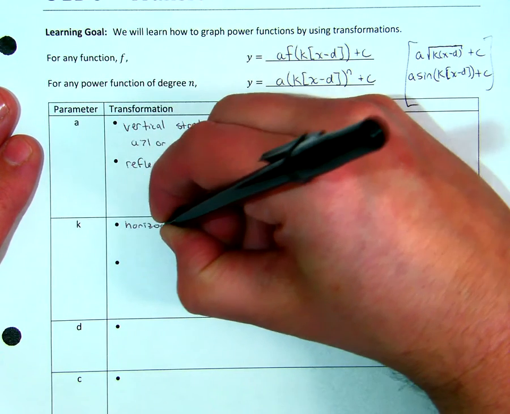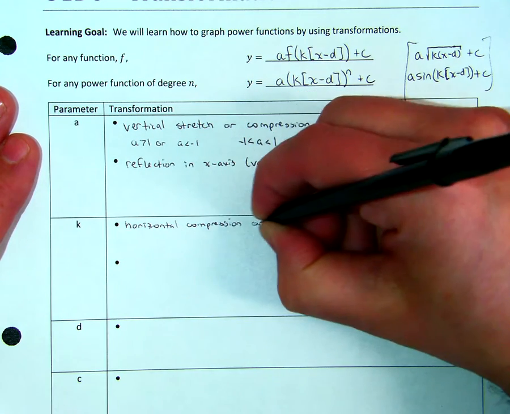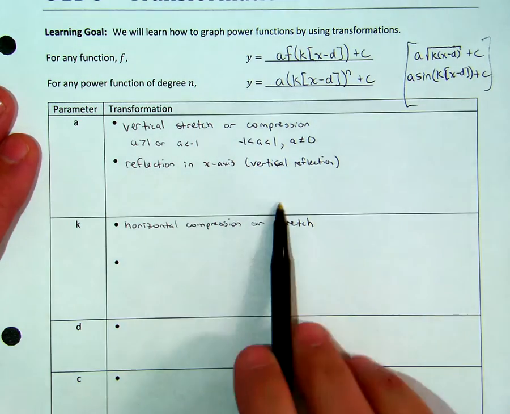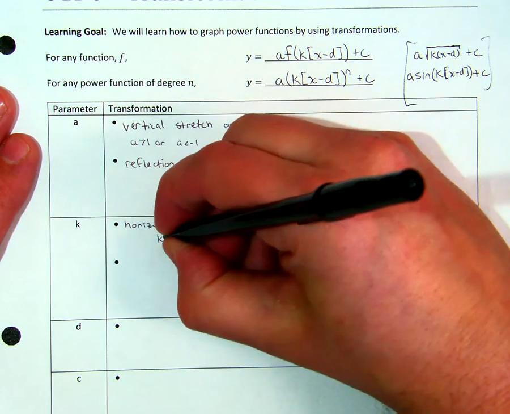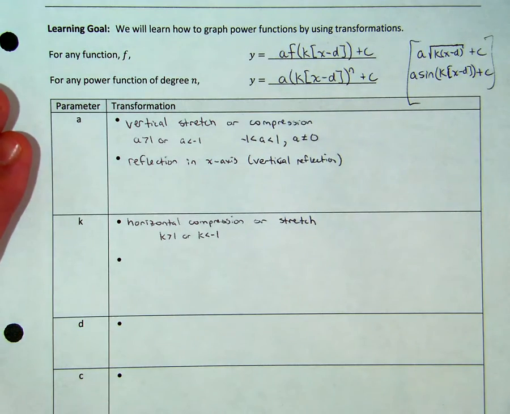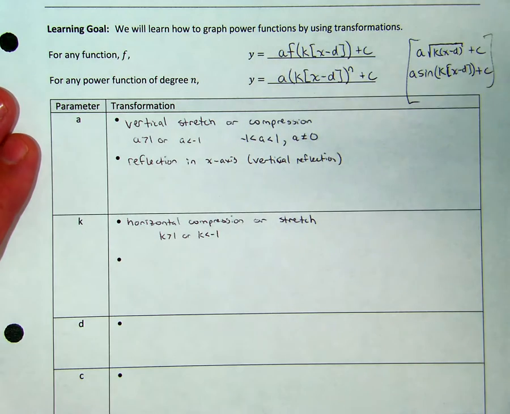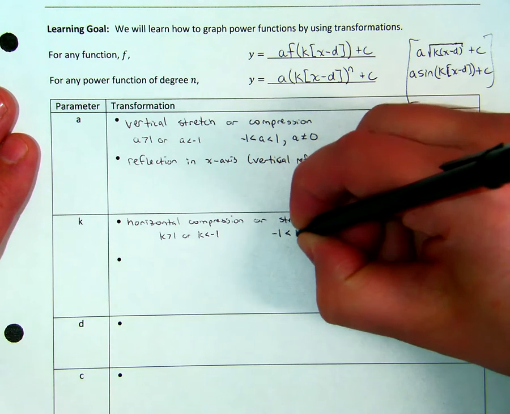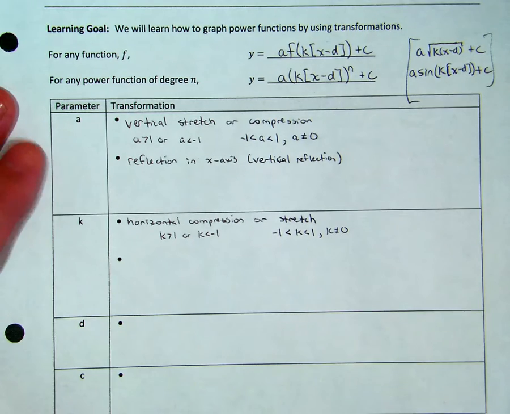So horizontal compression or stretch. I intentionally did these in reverse of each other. So if it's a horizontal compression, k is going to be bigger than 1, or k is going to be less than -1, because they're opposites. Meaning if a is 2, it's going to be a stretch vertically, but if k was 2, it's a compression by a factor of 2, so horizontally. And then for a stretch, it's going to be between -1 and 1, and k cannot be 0, for the same reason that a can't be 0.